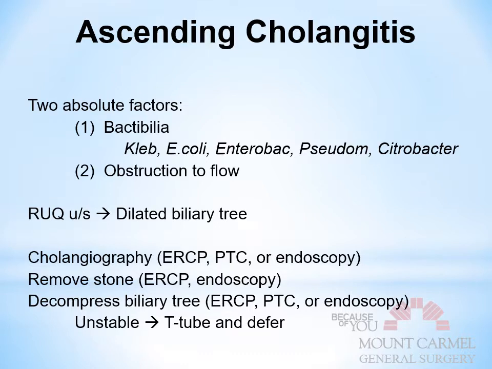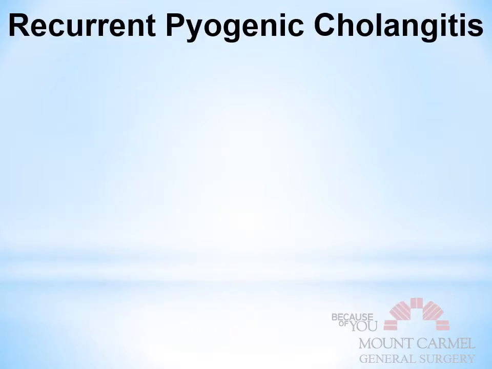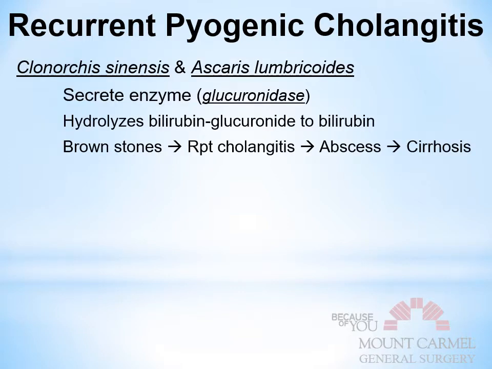ERCP can do that, or percutaneous transhepatic cholangiogram can do that, or endoscopy can do that as well via sliding essentially a tube alongside and through the sphincter. And again, you can also do it laparoscopically, but I didn't put that in there. But obviously, you can decompress anything laparoscopically. So if they're unstable, the patient gets a T-tube, and definitive management is deferred. We talk more about T-tubes later in Dr. Chambers' lecture. All right, recurrent pyogenic cholangitis. Now this is a different, distinct thing from what we just talked about, ascending cholangitis.